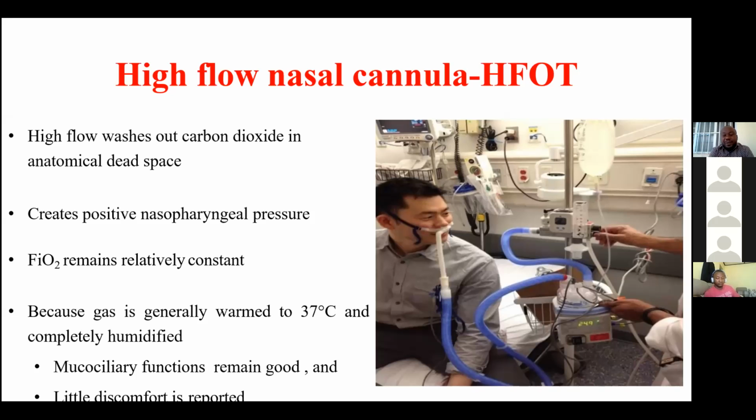The patient may be sitting and you deliver the oxygen like this without intubating. It is humidified and also warm oxygen, which helps the patient to be more comfortable than using those facial masks as we use them. Next, please.